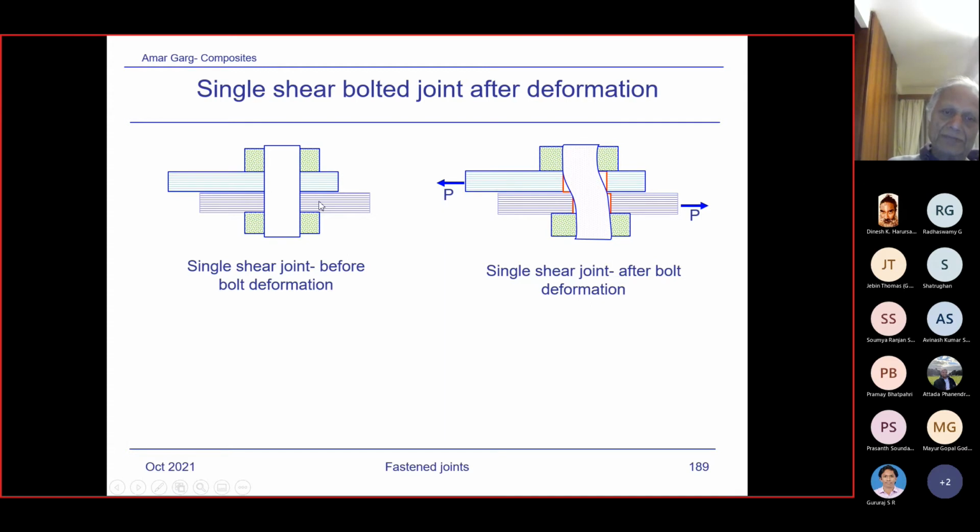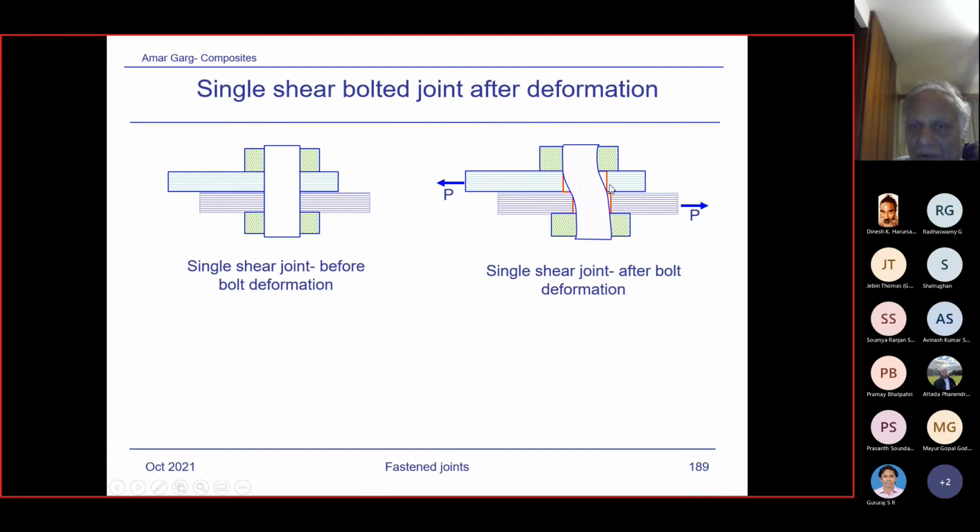You have a single shear joint before bolt deformation, but when you apply the load, the bolt may deform under shear loads. Okay, and when it deforms, what happens? Look into the situation. This load is being pulled this way, this is applied this way. So the fastener is in contact at this point and at this point. There's no contact over here, there's no contact over here. Similarly here, it will contact over here, it will contact over here.